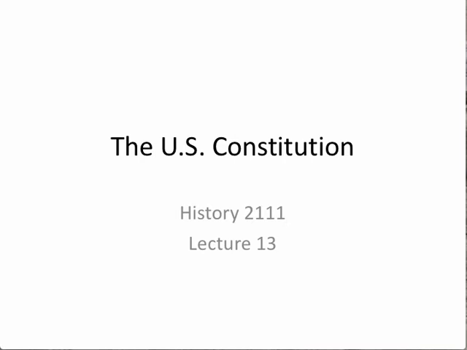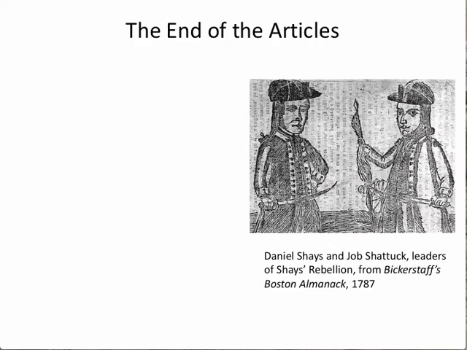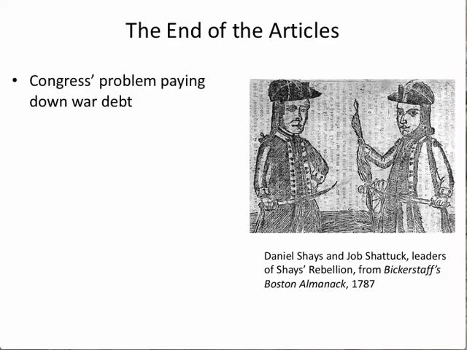So, in this lecture, we're going to discuss how the Constitution came into being. Now, of course, you know that the Constitution was not the first framework for the United States government. That honor belongs to the Articles of Confederation. But the Articles of Confederation, after they were finally passed in 1781, proved to have a lot of drawbacks.